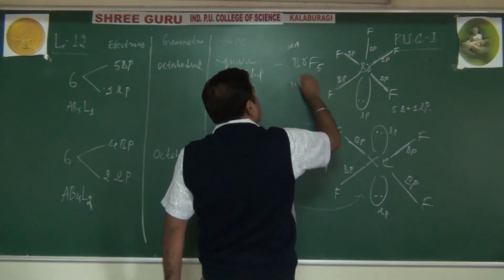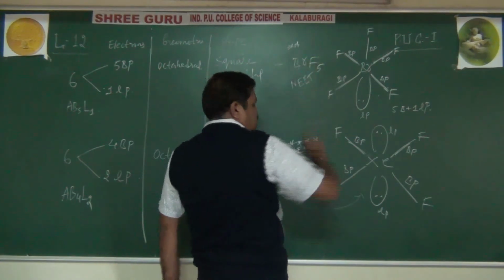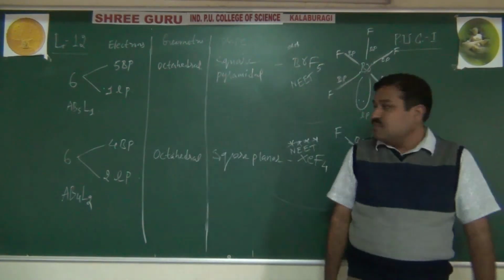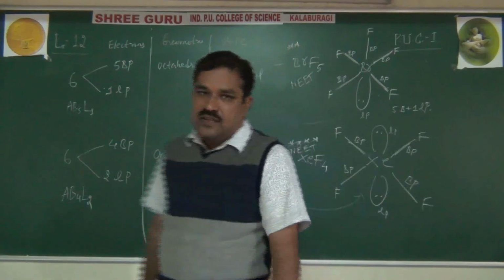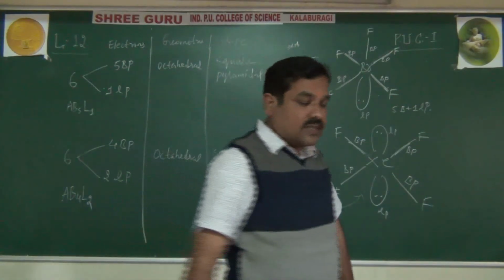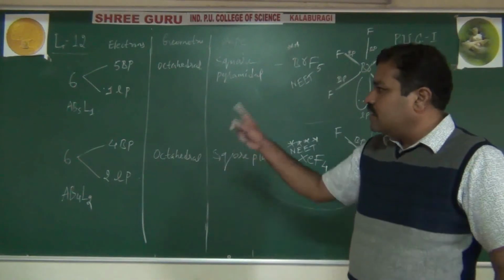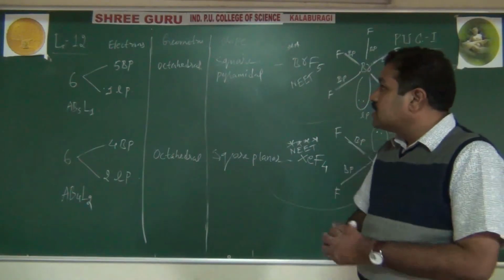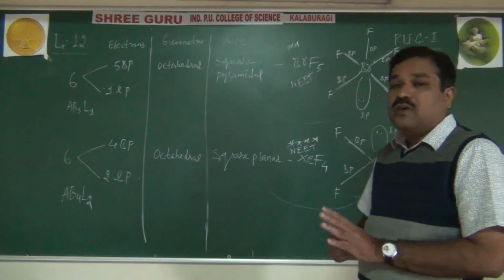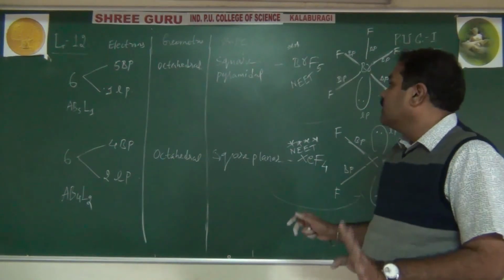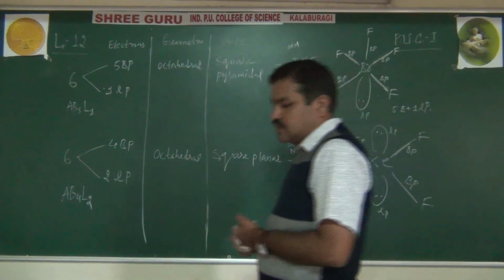You will study this repeatedly in P-block elements next year in second year. That's why I am telling you this is a very, very basic valence shell electron pair repulsion theory. See AB5L1, AB4L2. These you have to practice and you have to remember. There is no other way. That's why I am telling you with examples.